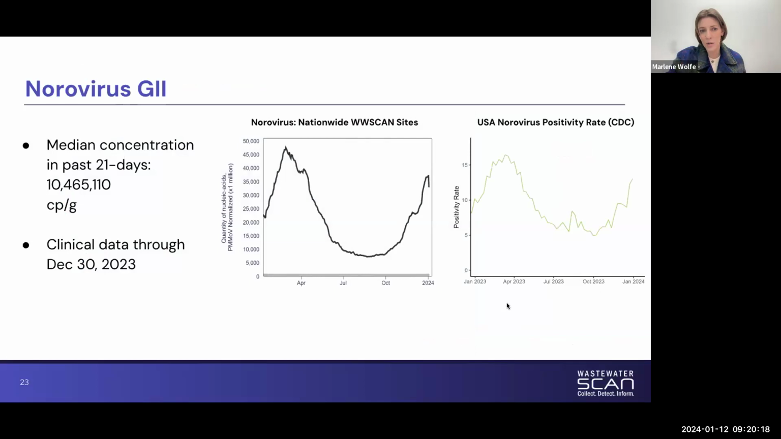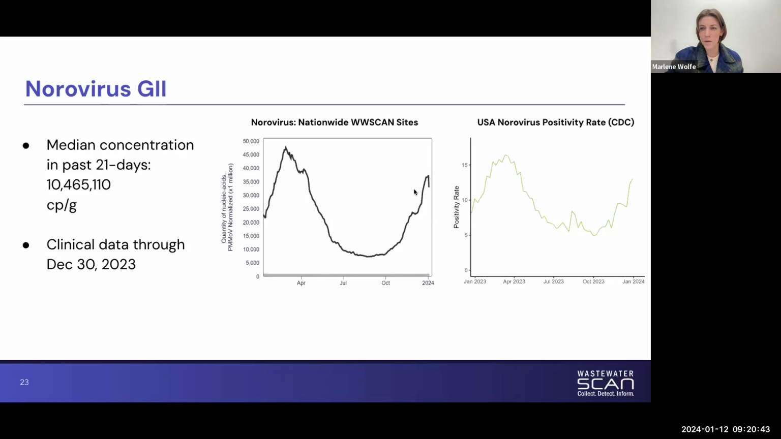And then finally, norovirus. So norovirus, again, the shape of the curve of what we're seeing in wastewater matches the positivity rate data from CDC. Norovirus is very highly abundant in wastewater. So this is one of those where we measure it very consistently, but you can see there is a big difference in those low levels that we see during the summer period, and then a previous peak that happened in around March.